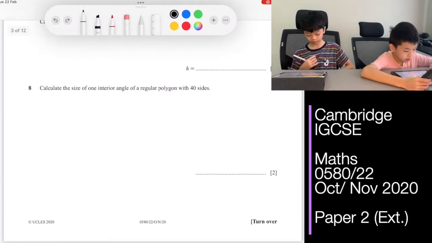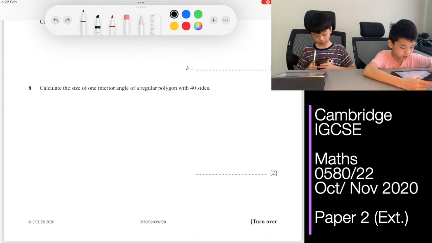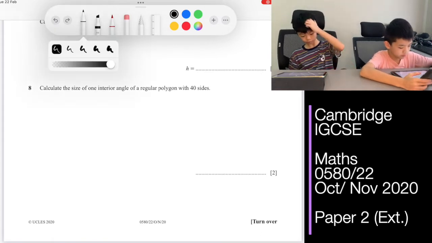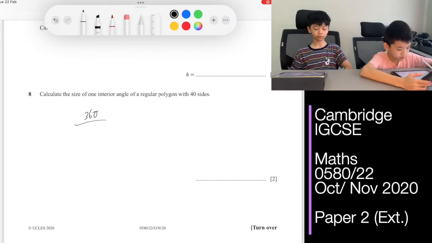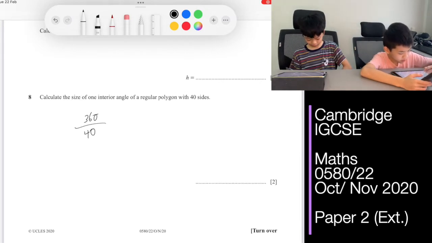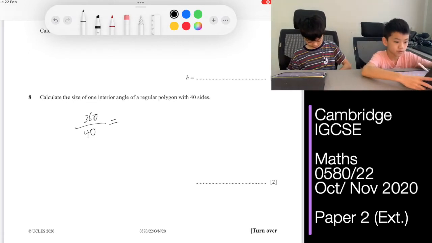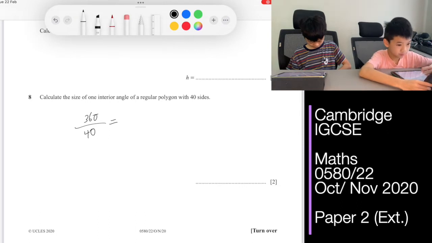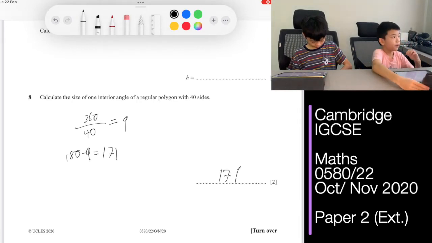Question 8. Calculate the size of one interior angle of a regular polygon with 40 sides. So 360 divide 40 is equal to the exterior angle, which is 9. So 180 minus 9 equals 171. Okay.